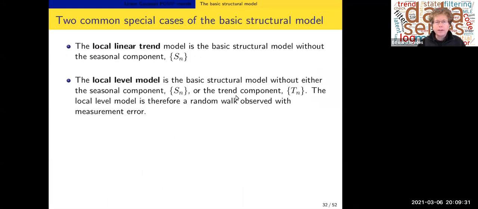Now, when you fit the basic structural model, sometimes you can get away with a simpler version, and the two main common special simpler cases are the local trend model, where we ditch the seasonal component s_n, and the local level model, where we also ditch the trend component t_n. And so a local level model is just a random walk observed with measurement error, which I guess is a special case of ARMA(1,1).